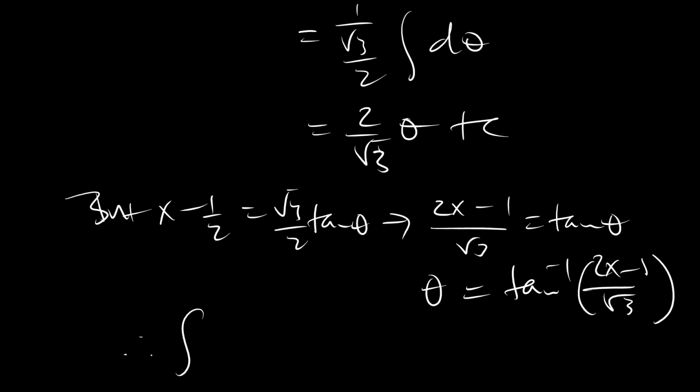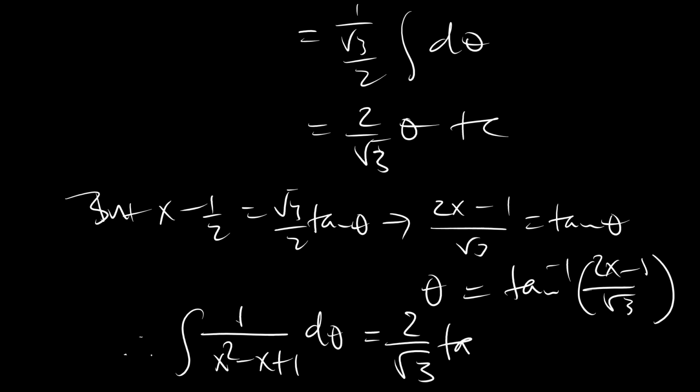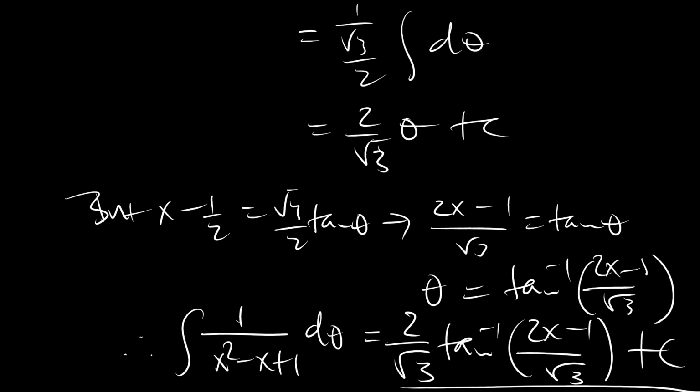Therefore, our integral of 1 over x squared minus x plus 1 is equal to 2 over root 3 arctangent of 2x minus 1 over root 3 plus c. Right? And that's our answer.